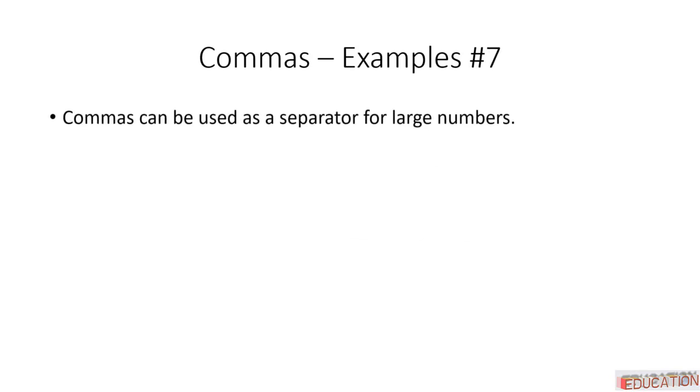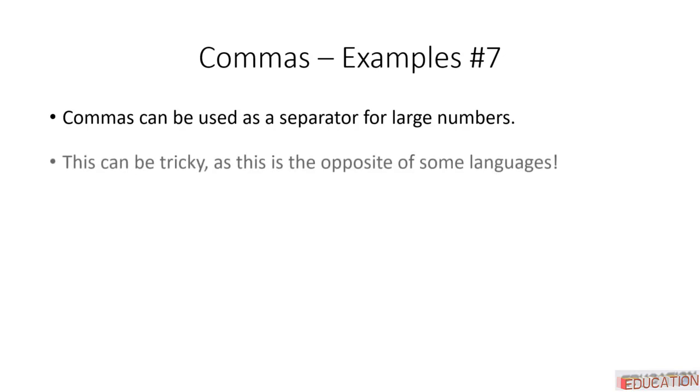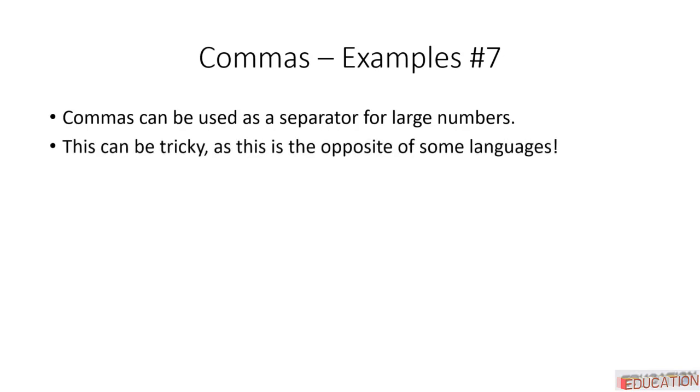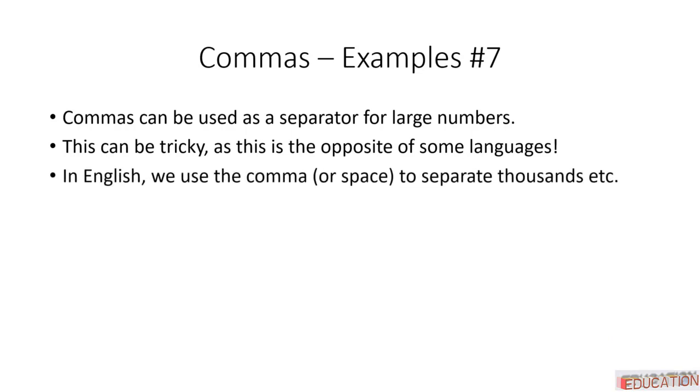And commas can be used as a separator for large numbers. This can be tricky, as in some languages, a comma is used as a decimal point, and the decimal point is used as a thousand separator, so please be careful if you are a native speaker of one of those languages. Now in English, we use the comma or a space to separate the thousands. So as in 1,234 or 6,378,134.